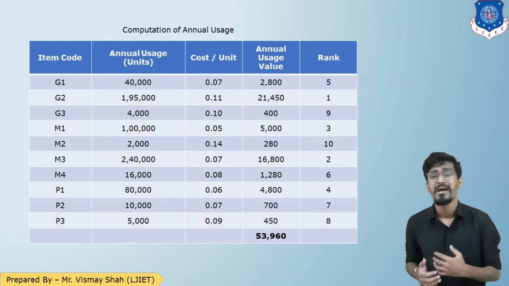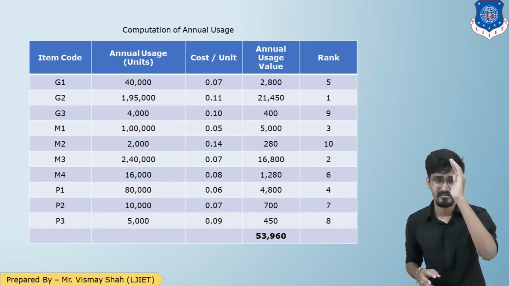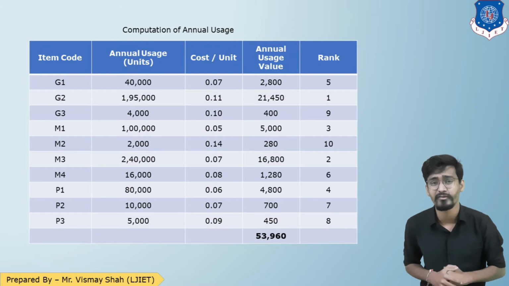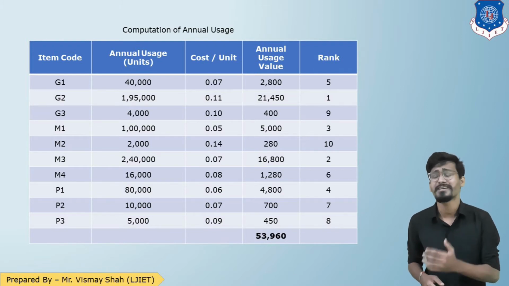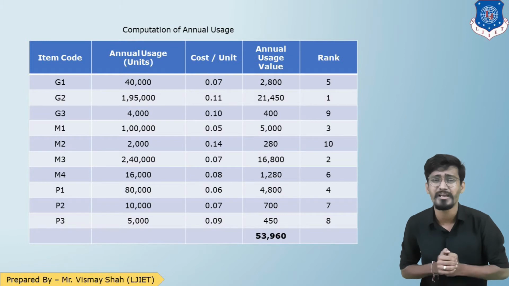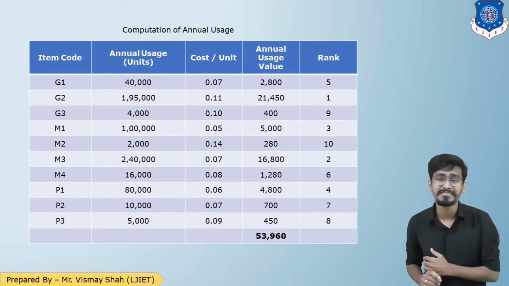Now let us prepare another column of rank. Let us relist the entire thing from high to low. So as you can see, G2 has the highest cost, 21,450, then there is 16,800 and so on. So let us list according to the annual usage value. So these are the rankings.